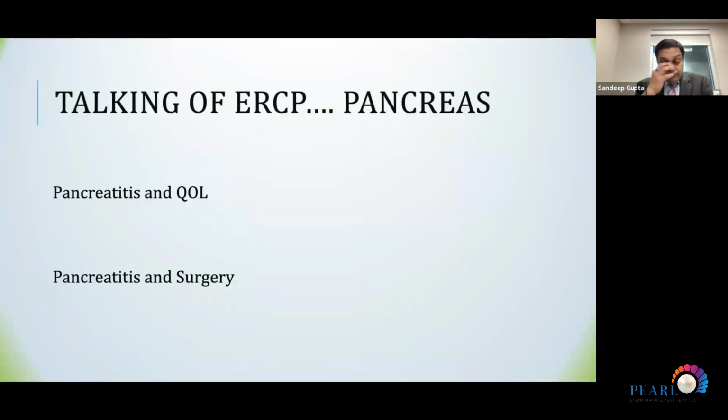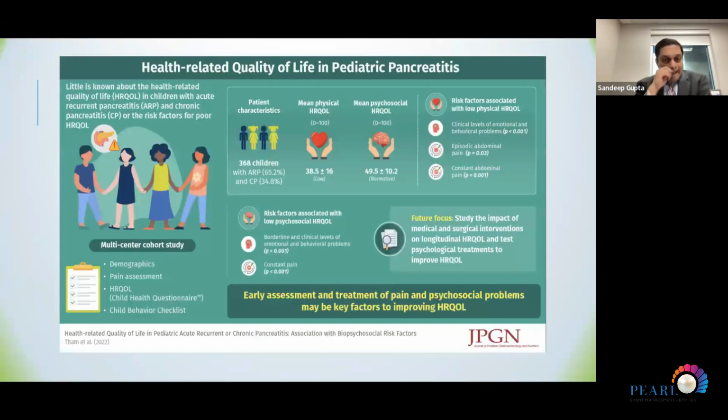From ERCP, we will go to pancreas, and we'll talk about pancreatitis and quality of life and pancreatitis and surgery. This paper in JPGN looked at over 360 children with acute recurrent pancreatitis or chronic pancreatitis and looked at their health-related quality of life indicators using physical and psychological parameters.